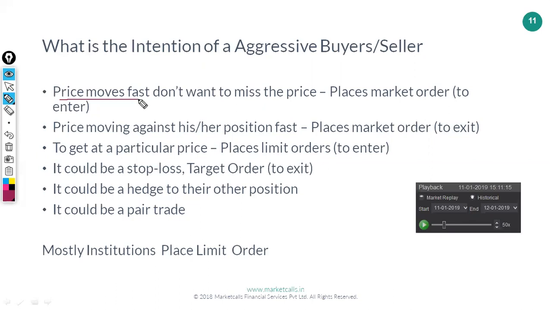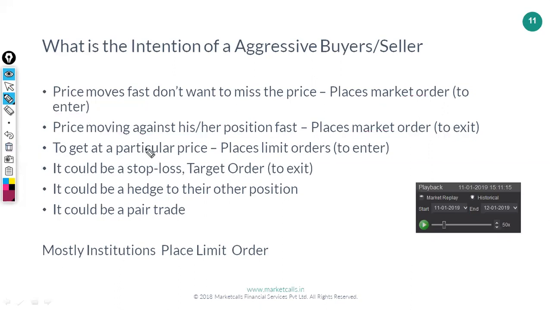They are the ones who place market orders to enter, because the price is moving really fast and they don't want to miss the train. So they come and punch market orders. When the price moves against their position really fast, people again place market orders to exit their position. That is where market orders come in.